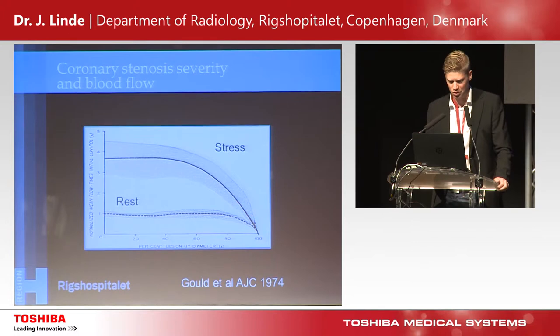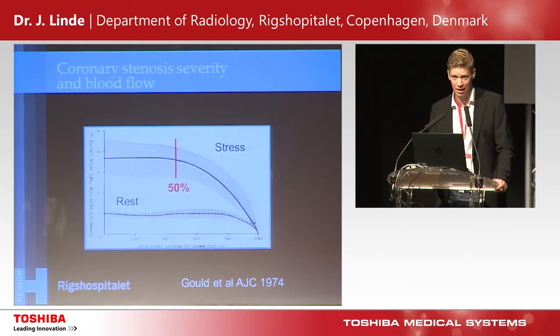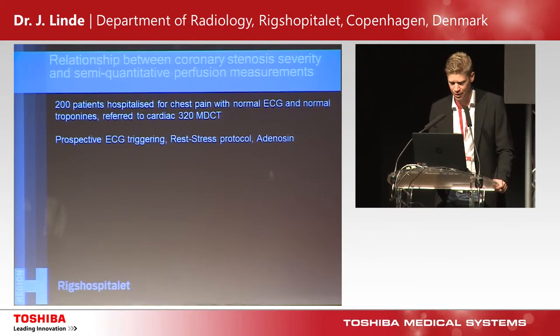And just to show you, this is what we know from previous experimental animal studies that compare the coronary stenosis severity and the coronary blood flow. And this study by Gould, which is very famous, of course, showed that during exercise, the coronary blood flow decreases in the presence of more than 50% occlusions. However, at rest, the coronary blood flow is quite constant until very high degrees of stenosis. So it has been difficult to reproduce these results in humans, but now we have cardiac CT and the possibility to have both anatomy and function in the same test.